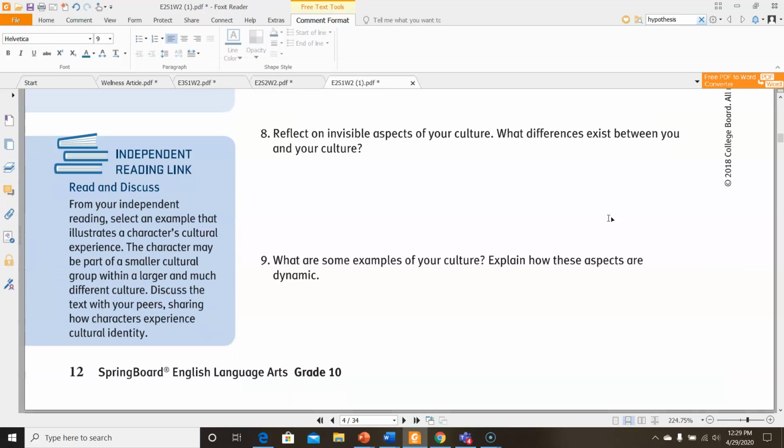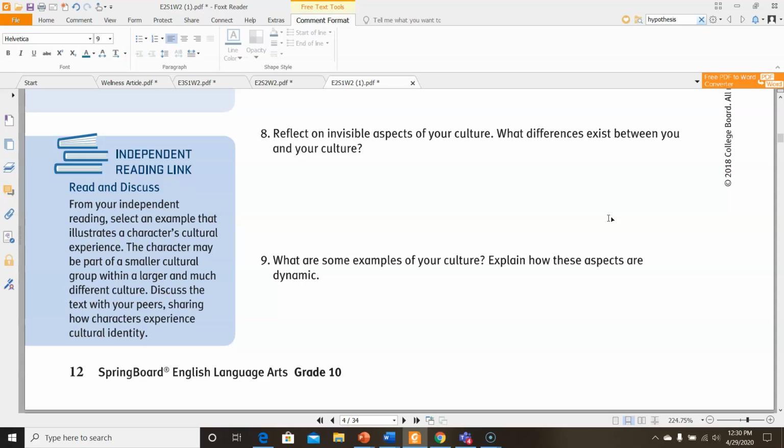Number 8 says, reflect on invisible aspects of your culture. What differences exist between you and your culture? So think about your own cultural background. Who you are, where you came from, like all the things that it was describing in that brief essay. And then think about what differences exist between you as an individual and what your culture does.